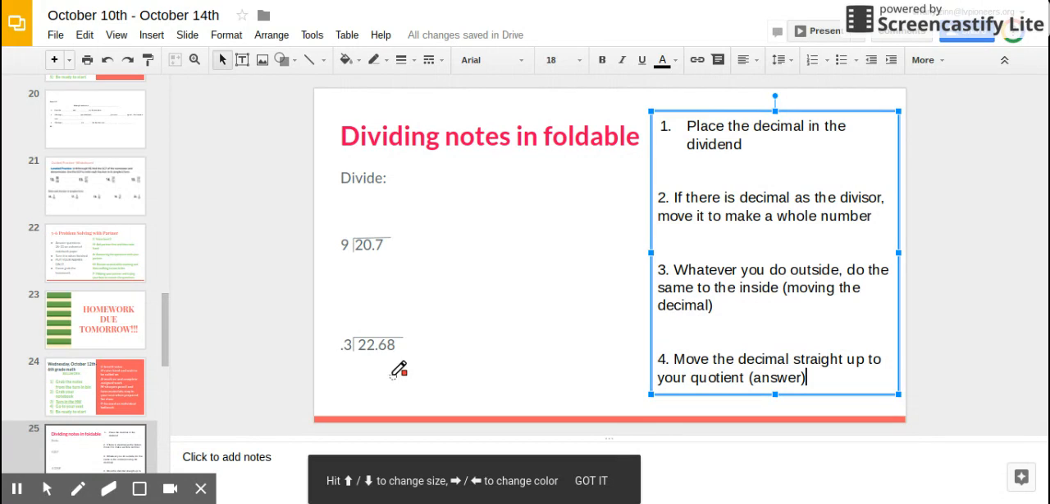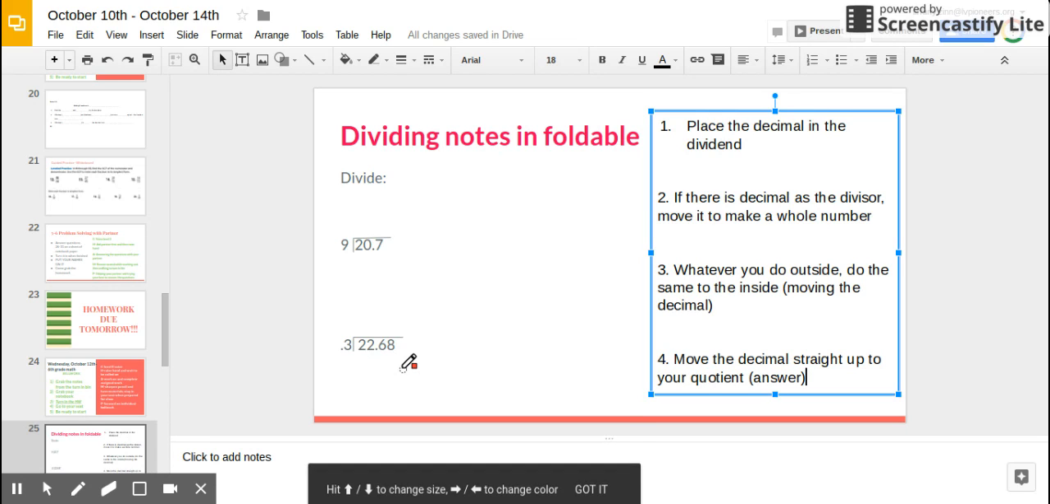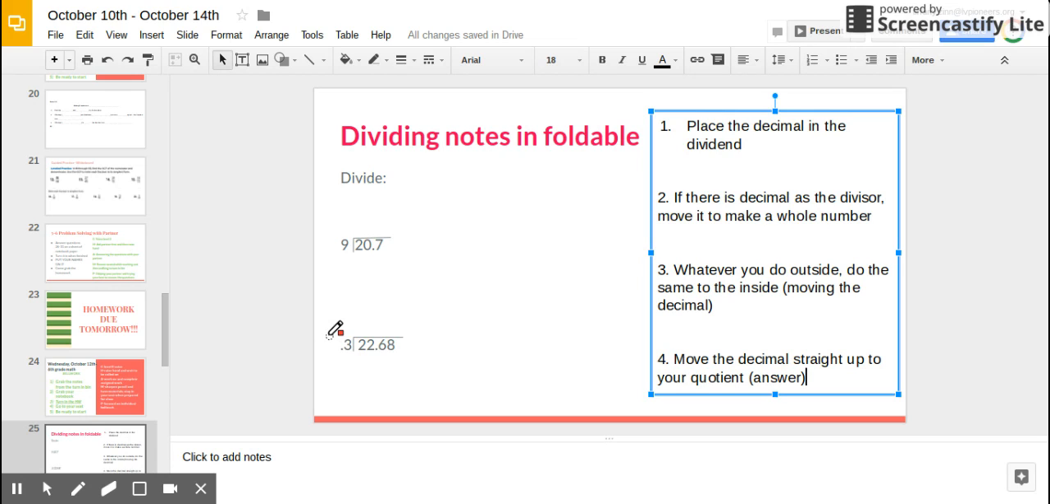So we have 22.68 divided by 0.3. In all of our other examples, we have not had a decimal on the outside of our doghouse. We have not experienced how to do that yet, but that's what these notes are over. Step 1, place a decimal in the dividend. That's already there. Step 2, if there is a decimal in the divisor, move it to make a whole number.